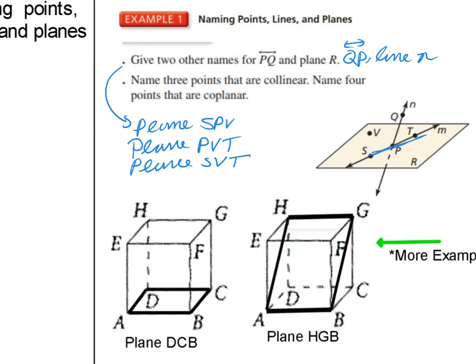Okay, so it says now name 3 points that are collinear, name 4 points that are coplanar. So take a moment, work with someone near you, and try to figure out the answers to that bullet point. What are 3 points that are collinear and 4 points that are coplanar? What did we come up with? What are our 3 points that are collinear? Yes, SPT. Points S, P, and T are all collinear.